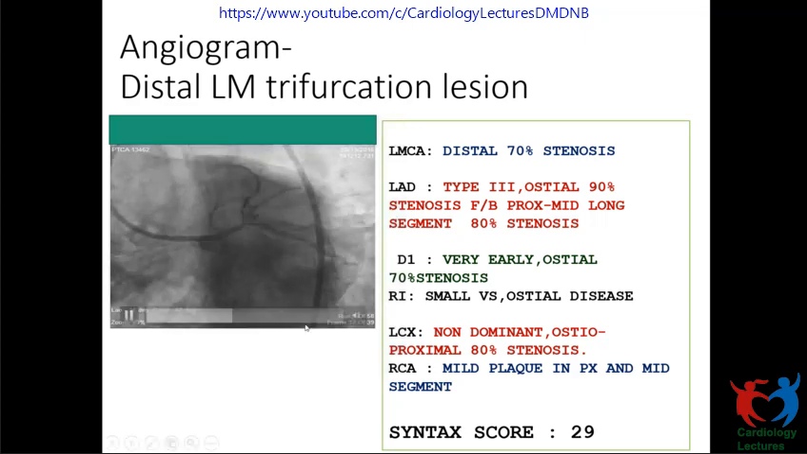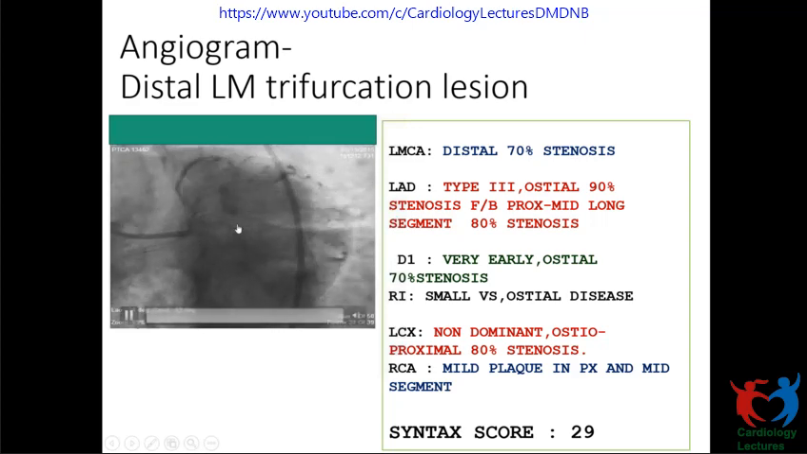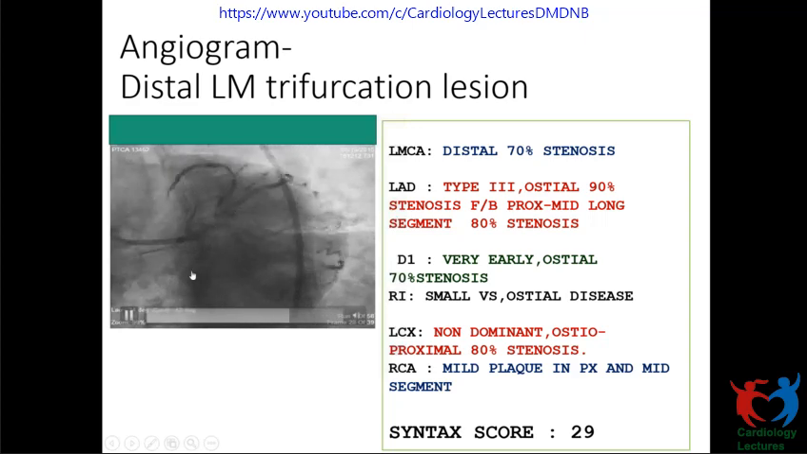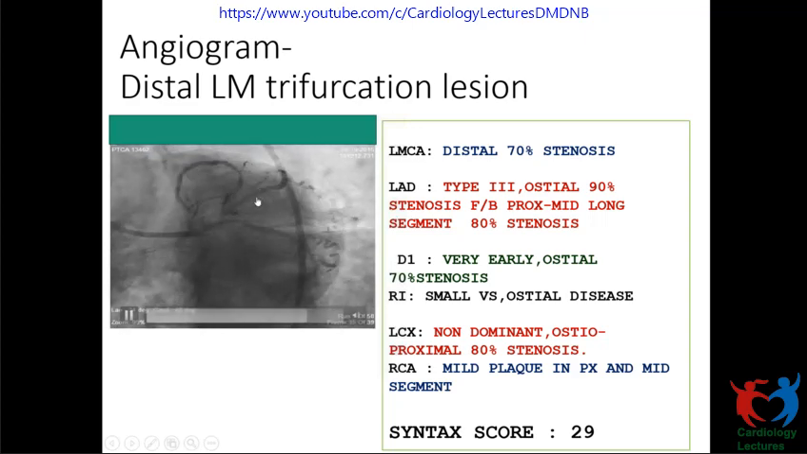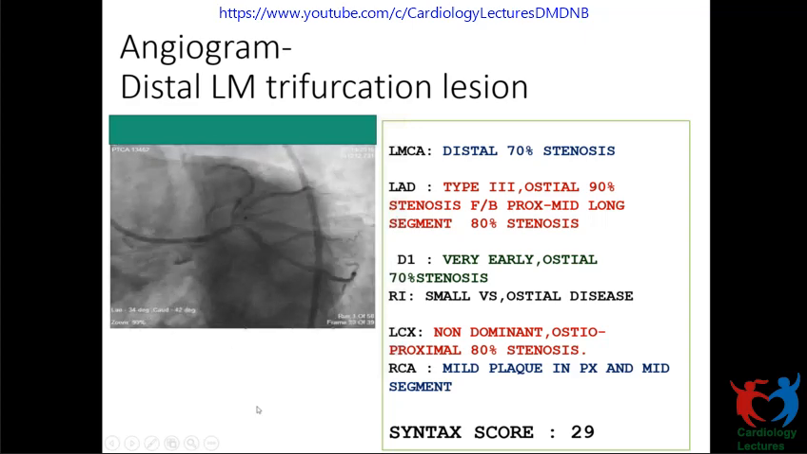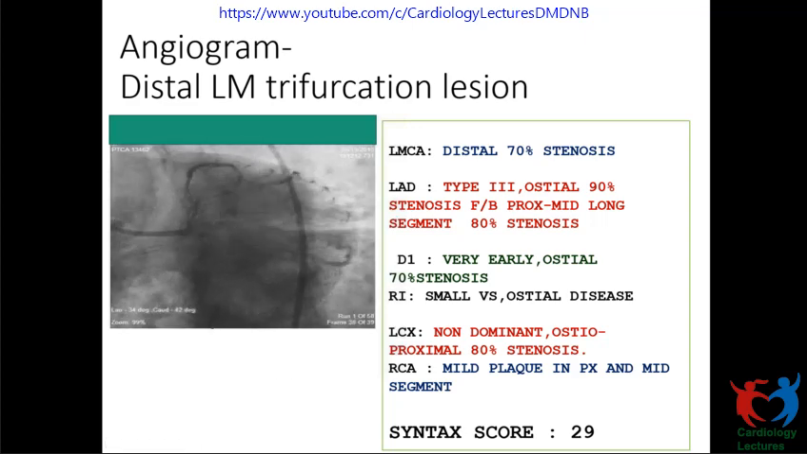Via femoral route, we see that the left main is longish. Distal left main has a significant stenosis, almost up to the tune of 70%. LAD type 3 and ostioproximal long lesion stenosis, and it has a very early huge diagonal, almost serving the purpose of a ramus. And LCX has an ostioproximal 80% stenosis. So the SYNTAX score is on the higher side. We discussed with the patient, and after taking informed consent, we took him for angioplasty.